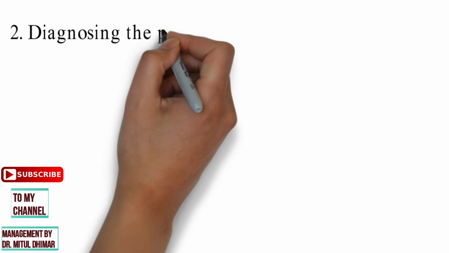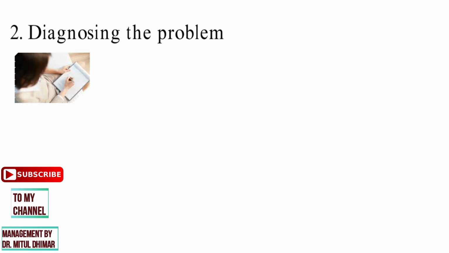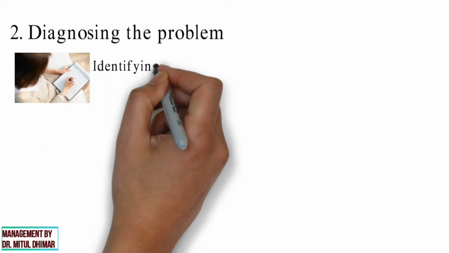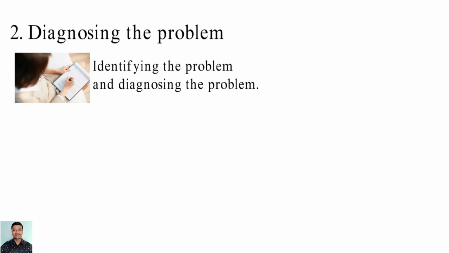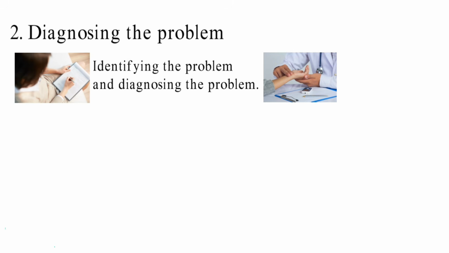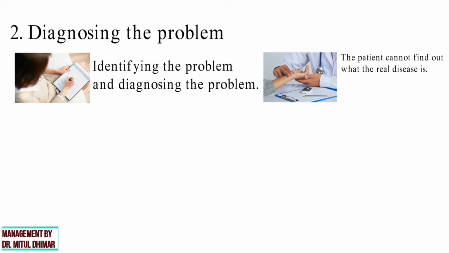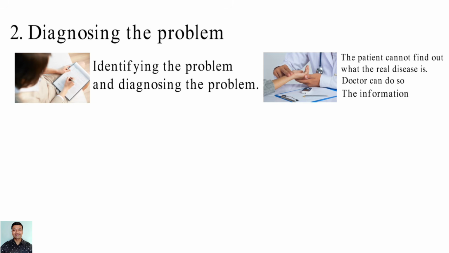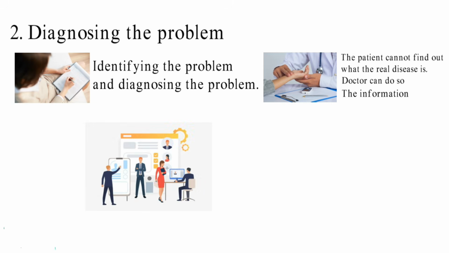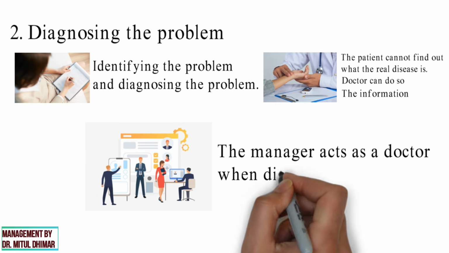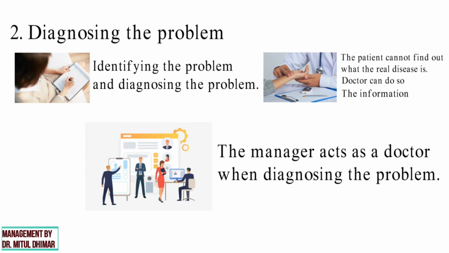Step number 2. Diagnosing the problem. There is a small difference between identifying the problem and diagnosing the problem. For example, a doctor can diagnose a patient's illness. The patient cannot find out what the real disease is, but the doctor can do so with the information given by patient. The information is very useful for the doctor. In management, the manager acts as a doctor when diagnose the problem.